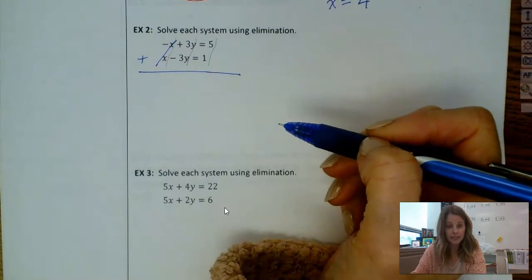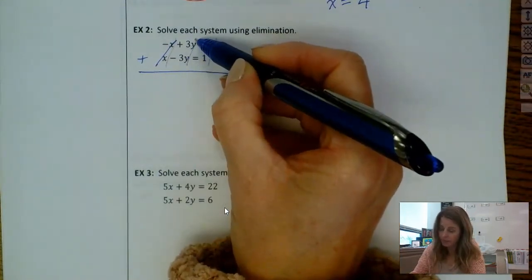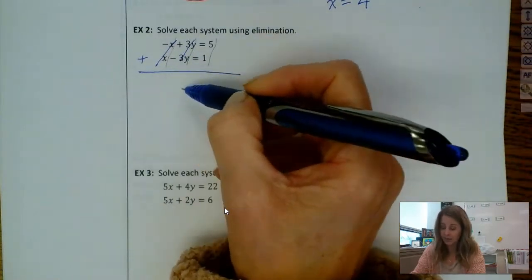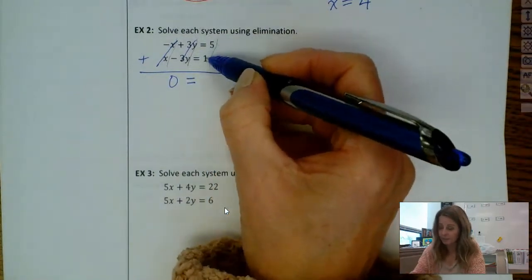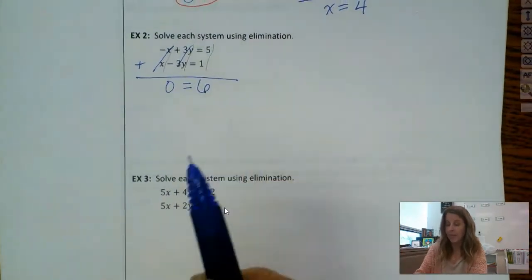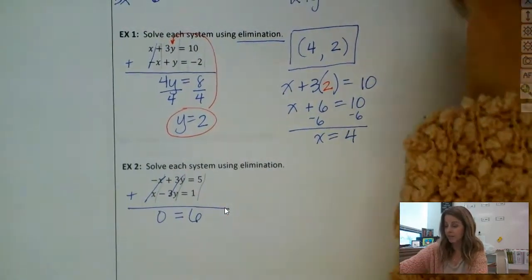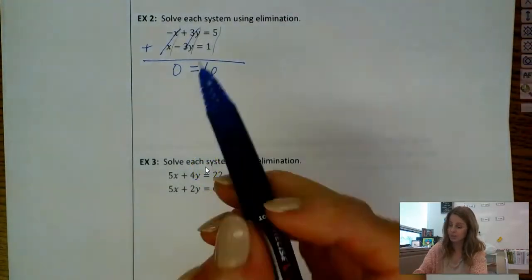Those eliminate to 0. 3y minus 3y, oh, that eliminates to 0. So I can't write anything over here. I end up having 0 on the left. 5 plus 1 is 6. So I'm not going to be able to get a nice ordered pair because my variables disappeared. This is going to be a no solution or an infinitely many solutions.